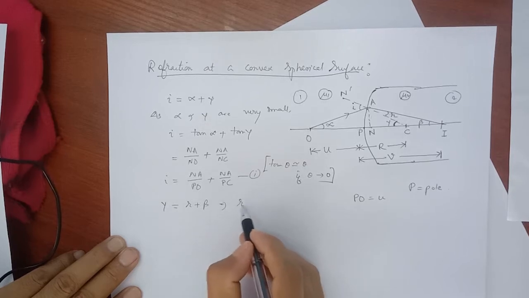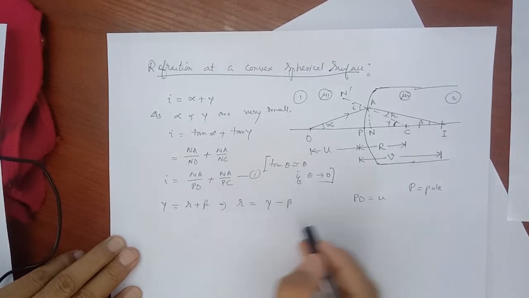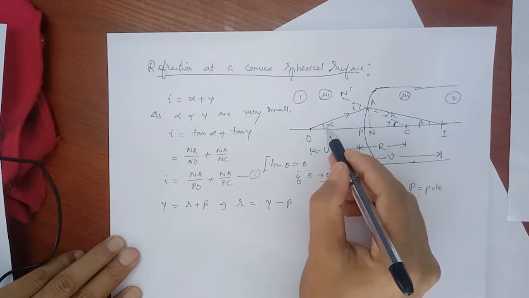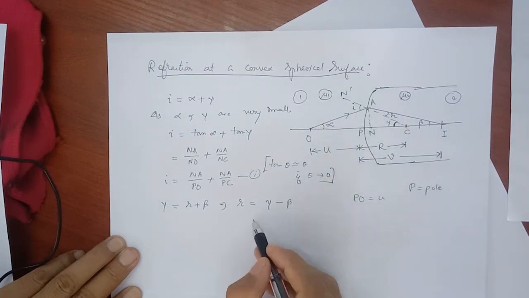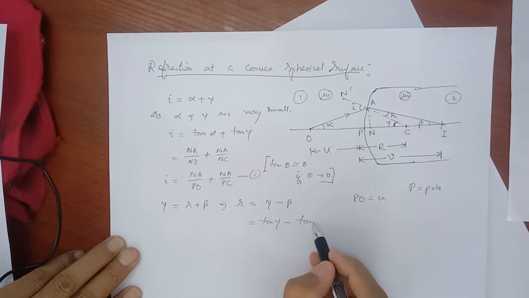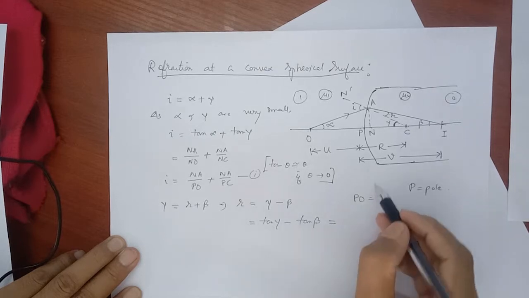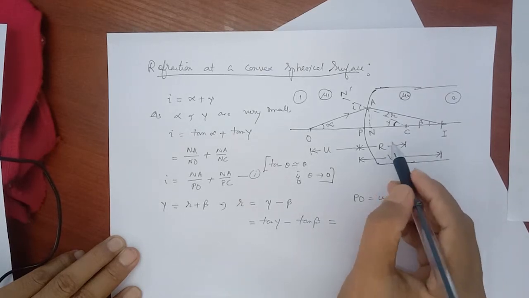This will give you r is equal to gamma minus beta. As before, since all these angles alpha, beta, gamma are very, very small, you can write tan gamma minus tan beta one more time, which is equal to tan gamma. Look at the figure again. Tan gamma.